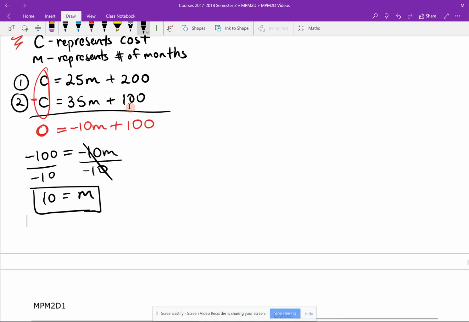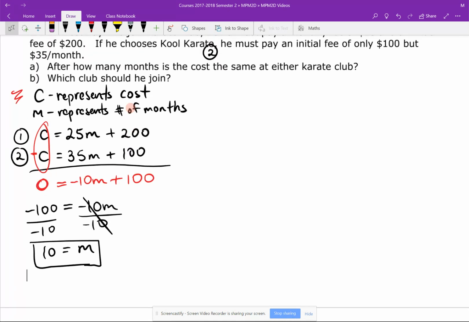Okay, so do I need the costs? Actually, I can go and find c. If I took m and put it into any one of these equations, I can also find c. So for example, c is equal to 25 times 10 plus 200. 25 times 10 is 250 plus the other 200, and I get 450 as my answer.